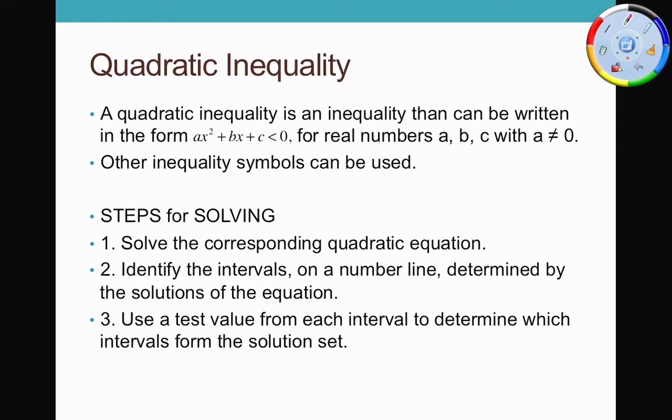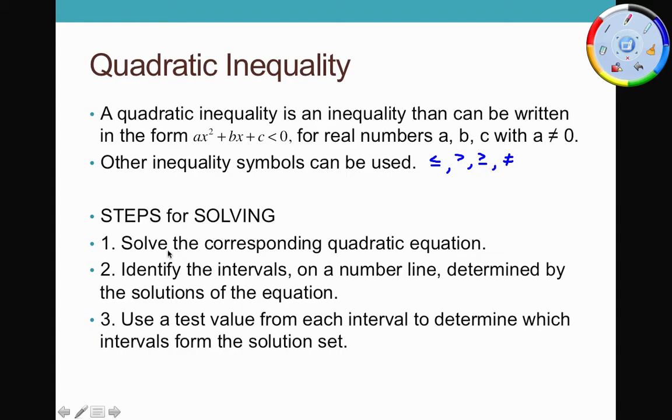A quadratic inequality is an inequality that can be written in the form ax squared plus bx plus c less than 0. This is your standard quadratic form, remember. Okay, and then of course the coefficients a, b, and c have to be real numbers, and a can't be 0. So other inequality symbols can also be used. Remember that we can use less than or equal to, we can use greater than or equal to, and I suppose we could use not equal to.